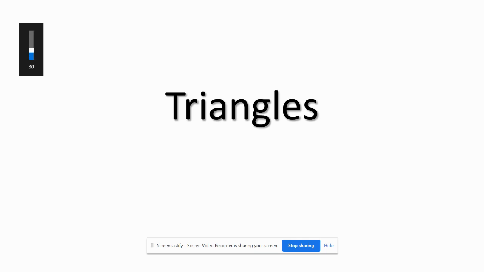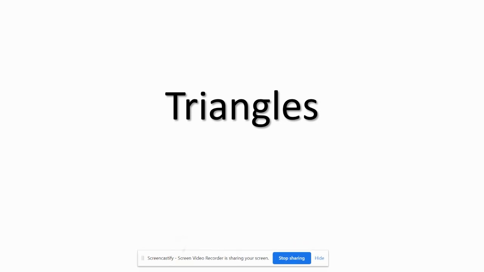So for today, we're going to be looking at triangles. Last week, we talked about polygons. Remember, the sides were straight, they were all connected, and the smallest polygon has three sides, and we call those triangles. So we're going to talk a little bit more about triangles today.